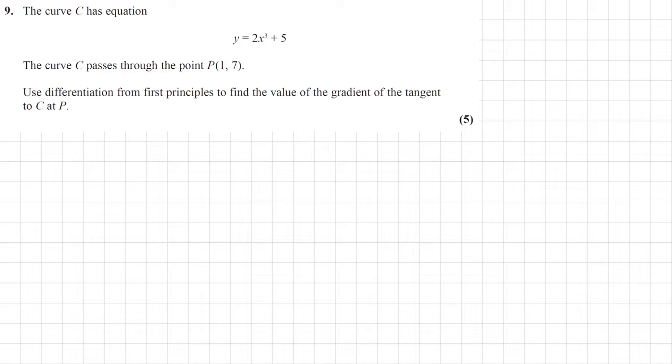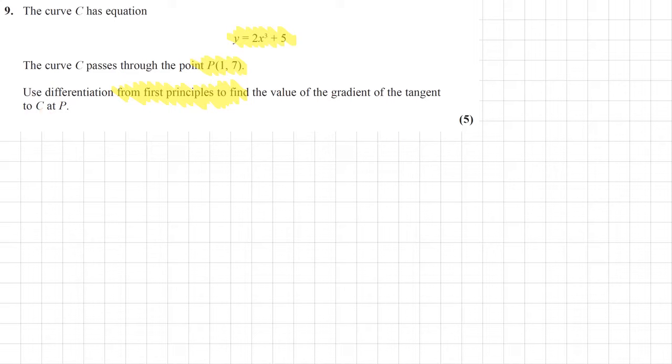Question 9. The curve C has equation y equals 2x cubed plus 5. The curve C passes through the point P(1, 7). Something like that, point P and the equation there. Use differentiation from first principles, so not just normal differentiation. If you did that, you'd get probably very few marks, if any, to find the value of the gradient of the tangent to C at P.